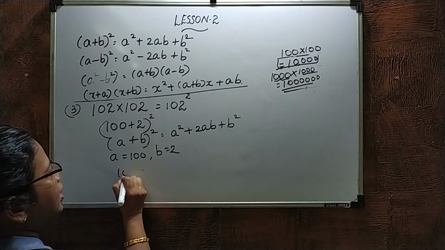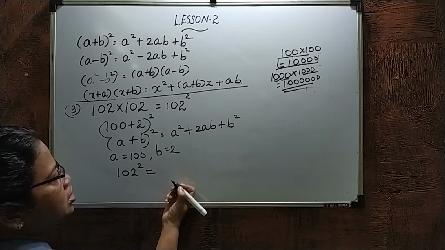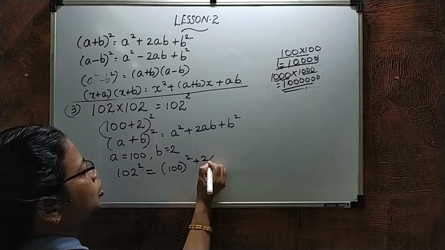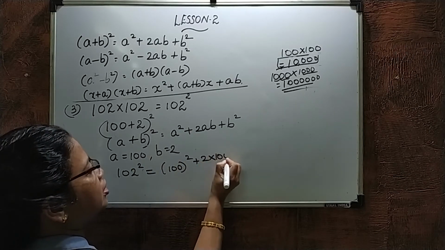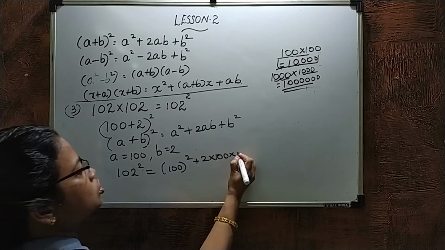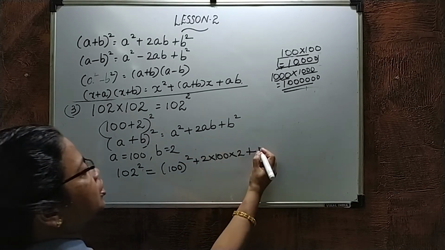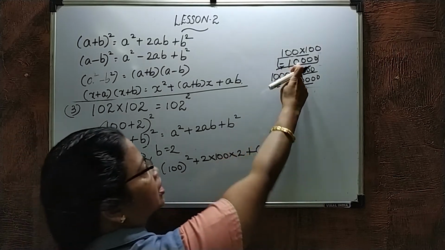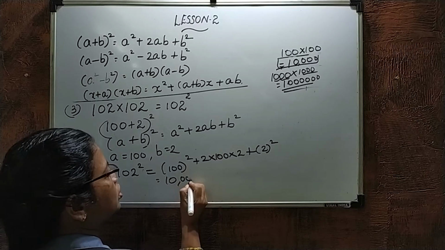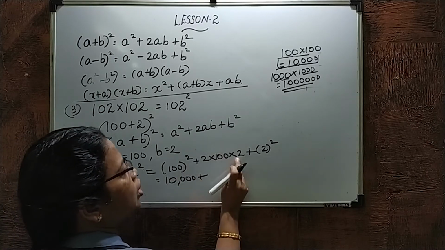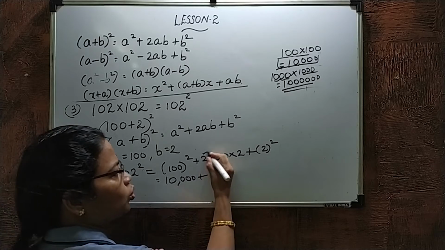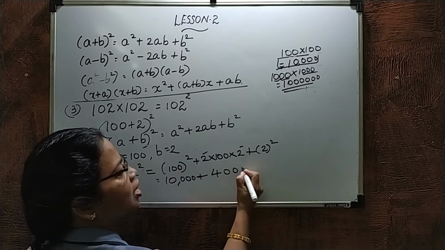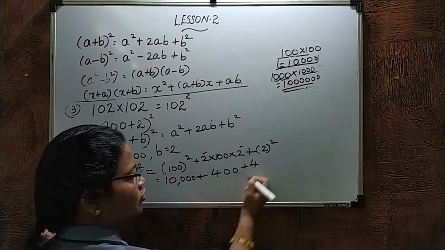That means 102 square equals A square, that means 100 square, plus 2 into A, which is 100, into B, which is 2, plus B square, which is 2 square. What is 100 square? 100 into 100 is 10,000. So it is 10,000 plus 2 into 100 into 2. How will you find out? 2 into 2 is 4, 4 into 100 is 400, plus 2 square, it is 4.